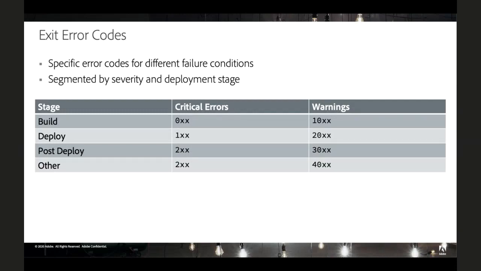As you can see from this table, these codes are roughly segmented out based upon their severity as well as what phase of the deployment process they came from. So errors from the build phase are all less than 100. Errors from the deployment phase are in the 100 to 200 range. Post-deploy and more general errors have a little bit of an overlap in the 200 range. And then warnings are in the 1,000, 2,000, 3,000, 4,000 ranges, respectively.